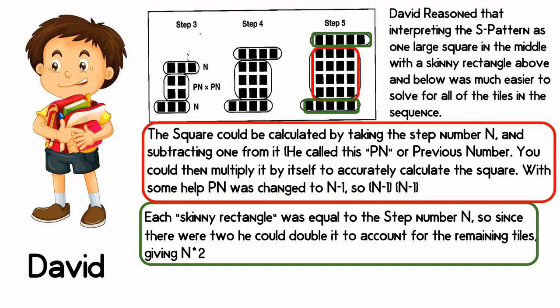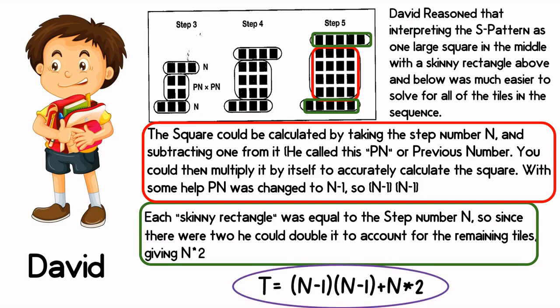And so he ended up writing n-1 times n-1. The skinny rectangles on the top and the bottom were equal to the step number, and so in this case, since the step number is 5, it would be 5. He would add 5, and he would do it twice. He'd multiply it by 2. The final formula is n-1 times n-1 plus n times 2.